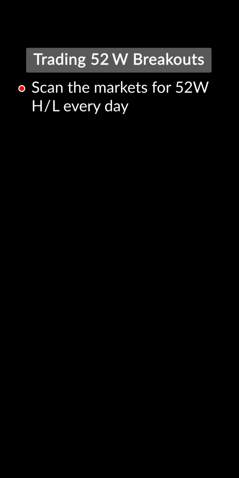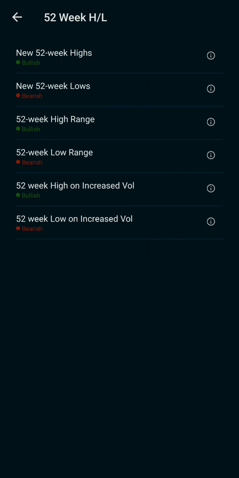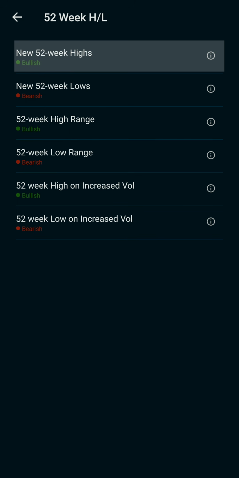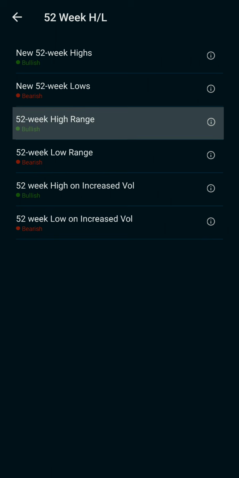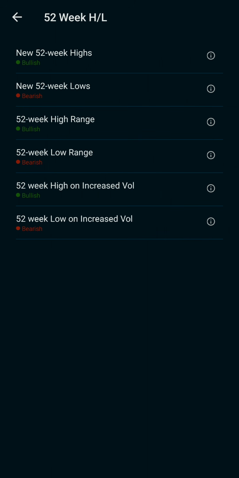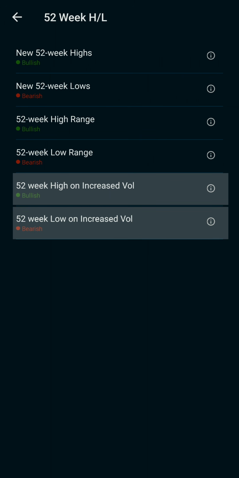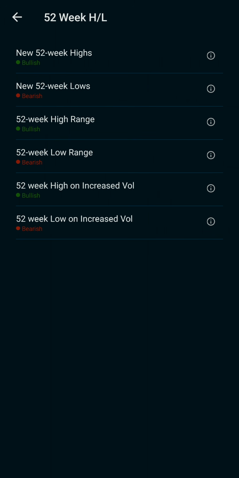First, regularly scan the market for stocks hitting 52-week highs and lows. The Market Pulse app has several predefined scans that can do this for you, namely the new 52-week highs and lows, the 52-week high range, and the 52-week high-low on increased volume. I generally like to scan for new 52-week highs and lows and ranges. If you want to filter stocks further on high volumes, you could alternatively scan for the increased volume as well.